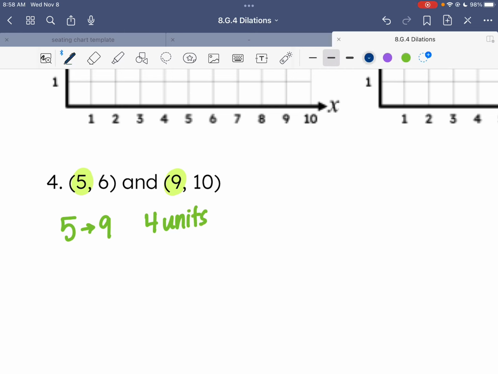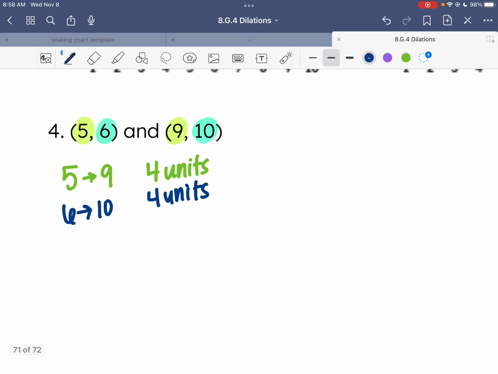And then we're going to look at the change in our y-coordinate. So to go from 6 to 10, we are moving also 4 units. So what we can do is we can draw a triangle to represent this movement.